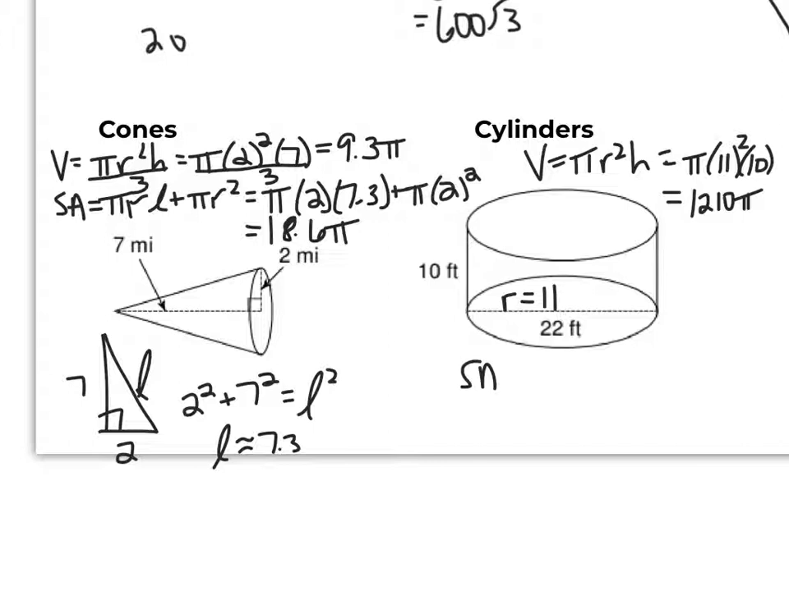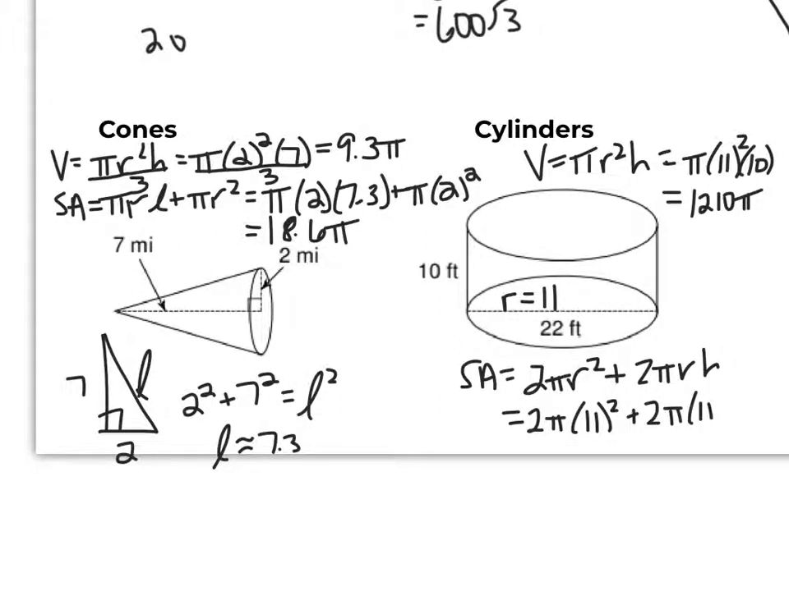Surface area is 2 pi r squared. That gives you your top and bottom, plus 2 pi r h. That gives you going around. 2 pi times 11 squared plus 2 pi times 11 times height 10. Once again, treat pi like you would treat x and combine all the numbers. I get 462 pi.